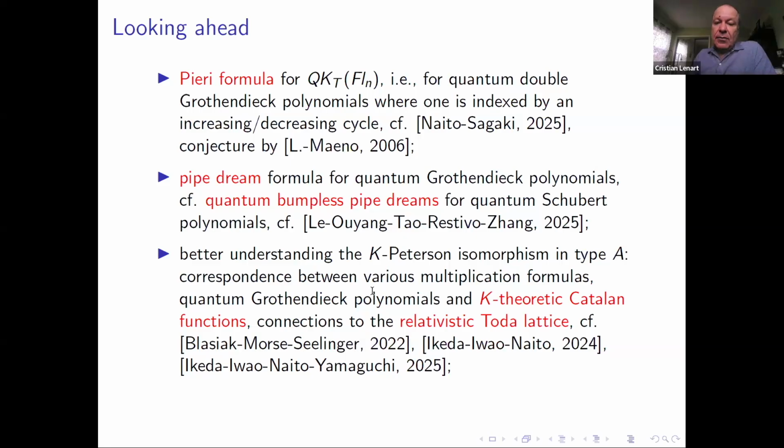And then we also would like to see how the various multiplication formulas that we have for quantum K-theory or K-theory of the semi-infinite flag manifold or the K-theory of the Peterson variety, how the various multiplication formulas correspond. Can one tell something about the other world? So lots to do there. And finally, of course, much more to do in other types because a lot of work has just been done in type A. So I'll end here.